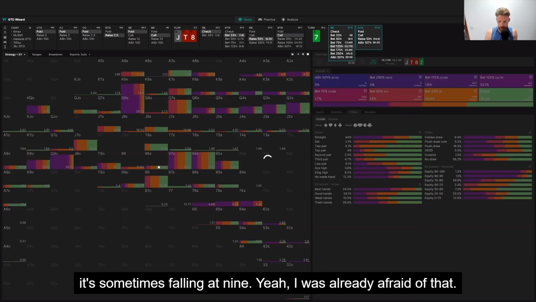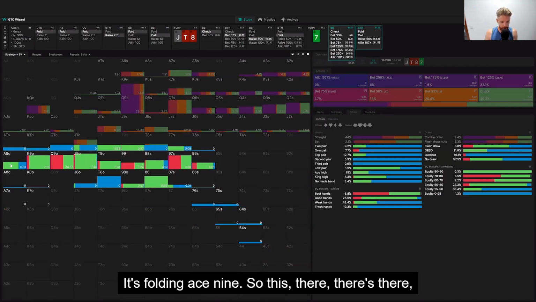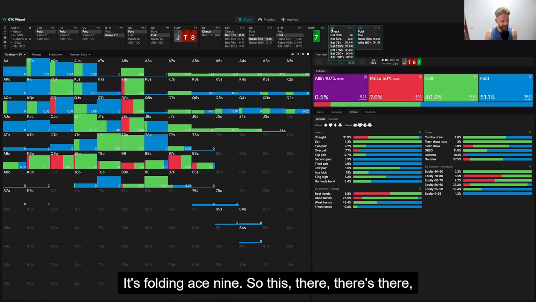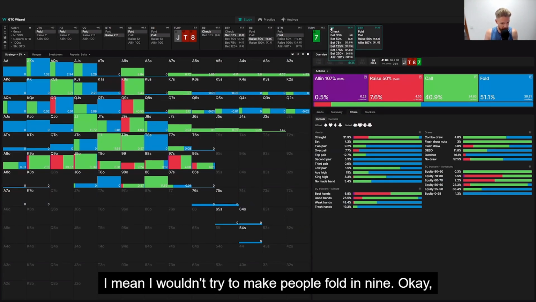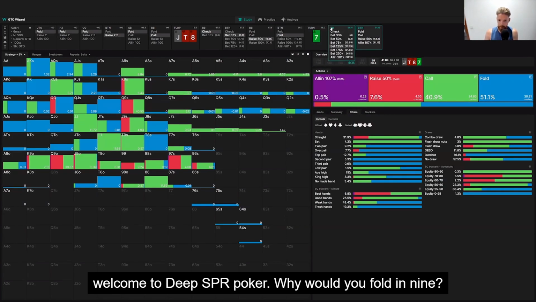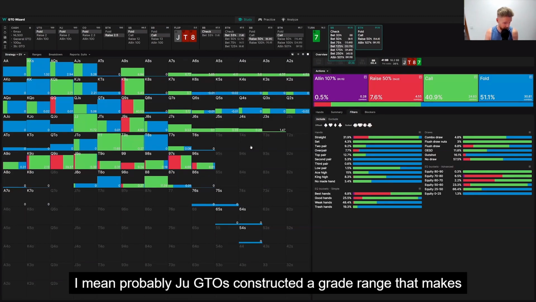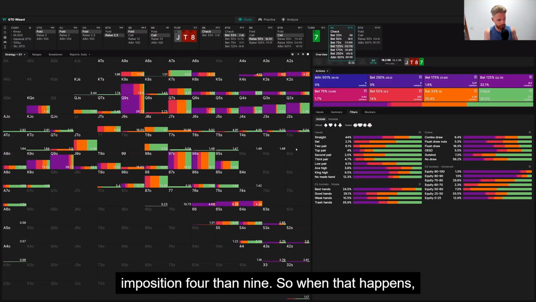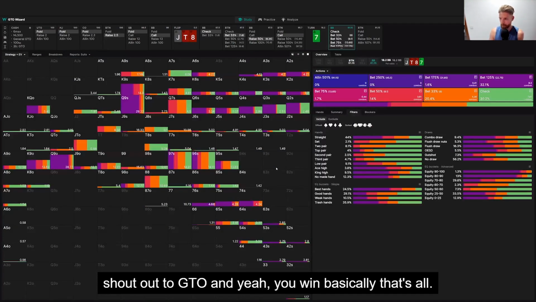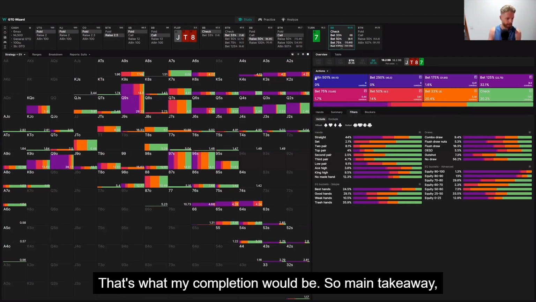Yeah, it's sometimes folding a 9. Yeah, I was already afraid of that. It's folding ace-9. So there's a reason why. I mean, I wouldn't try to make people fold a 9. Okay. Welcome to Deep SPR Poker. Why would you fold a 9? Yeah, I mean, probably due to the GTO has constructed a great range that makes imposition fold a 9. So when that happens, shout out to GTO and yeah, you win.